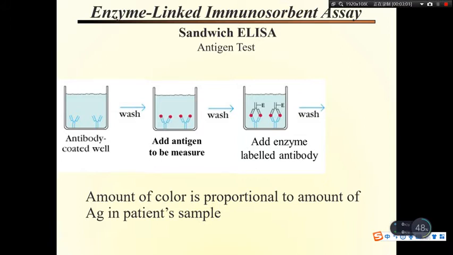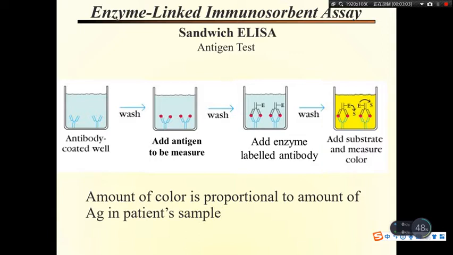Unbound antibody-enzyme conjugate is washed off. The substrate for the enzyme is introduced to quantify the antigen. So we can also say the amount of color is proportional to the amount of antigen in the patient sample.